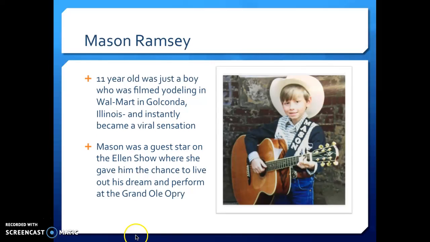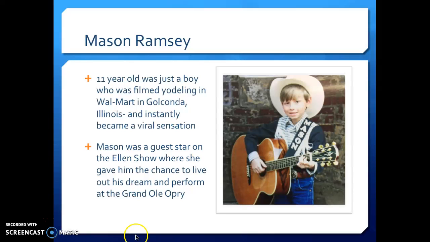But then there's also those influencers who use their fame for good. That happened recently with Mason Ramsey. He is an 11-year-old boy who was just filmed yodeling in Walmart, Illinois, and he instantly became famous and viral for his unique voice. Recently he was a guest star on Ellen DeGeneres' show, where she gave him the chance to live out his dream and perform at the Grand Ole Opry.